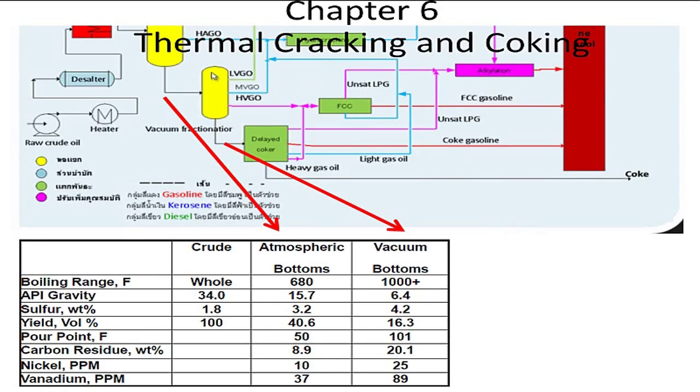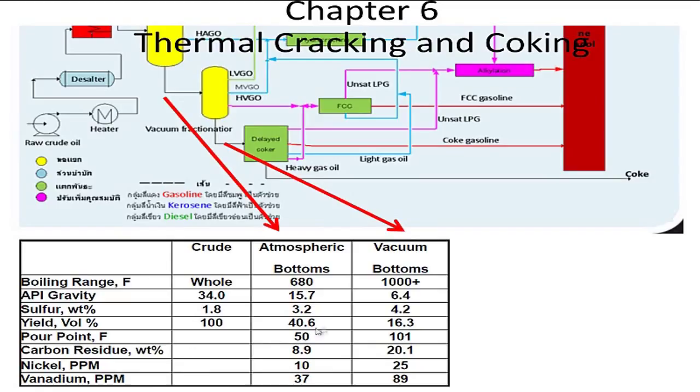We have learned about the basic separation in the CDU (crude distillation unit) and the VDU (vacuum distillation unit), and some reactions to improve the octane quality of the products, referring to reforming and isomerization. Considering here, the bottoms from CDU and VDU are listed.